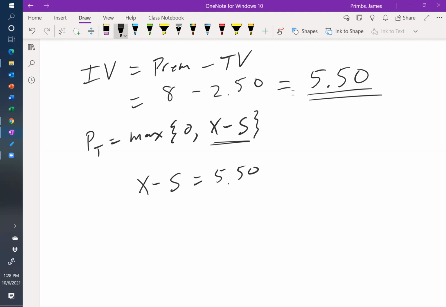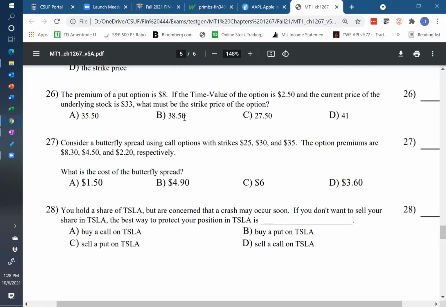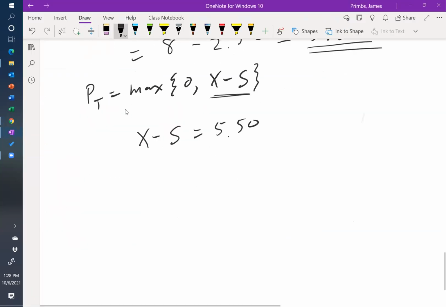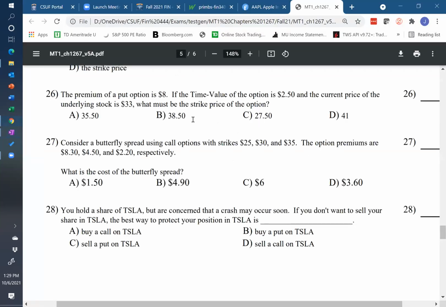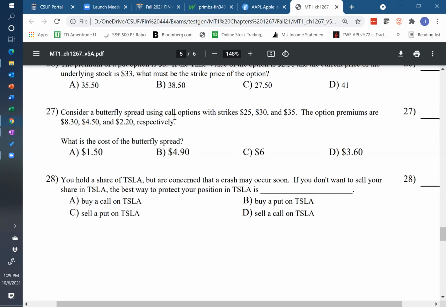Let's see which one we were given. We're asked for the strike. We were given that the underlying is 33. So X minus 33 is equal to $5.50, or X is going to be $38.50. 38.50 right there. All right, only 2 more left.